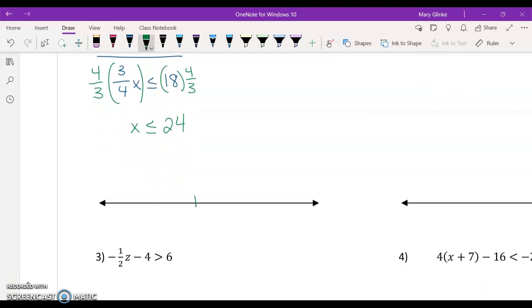On our number line, we're going to write 24. Because it says or equal to, we want a filled in circle on our number line. And we want everything less than that, so all of the numbers on the left-hand side. So our solution is everything from 24, including 24, and to the left.